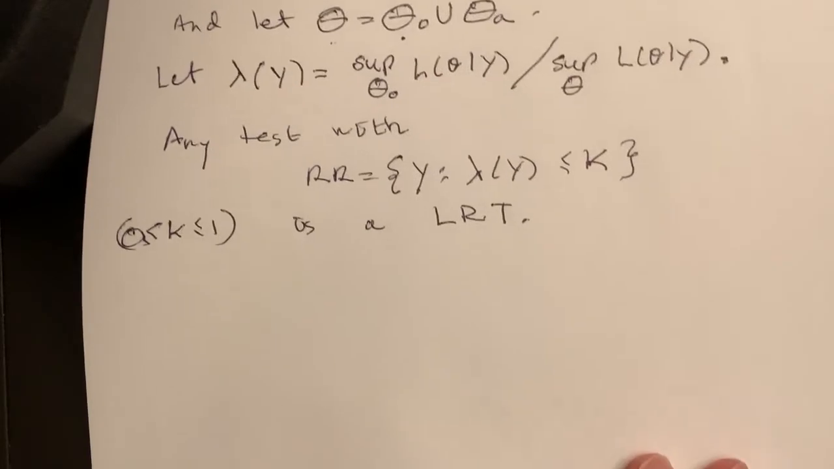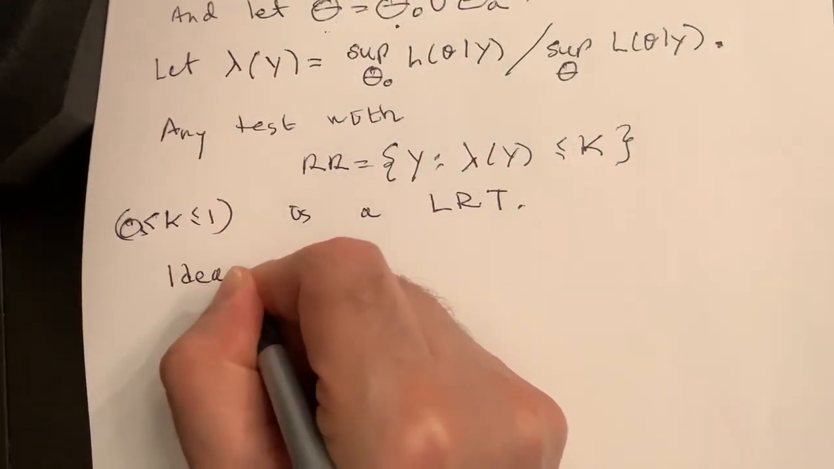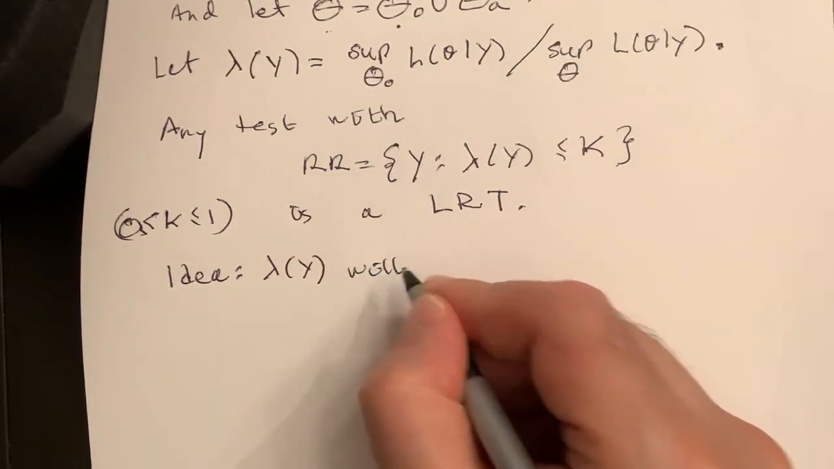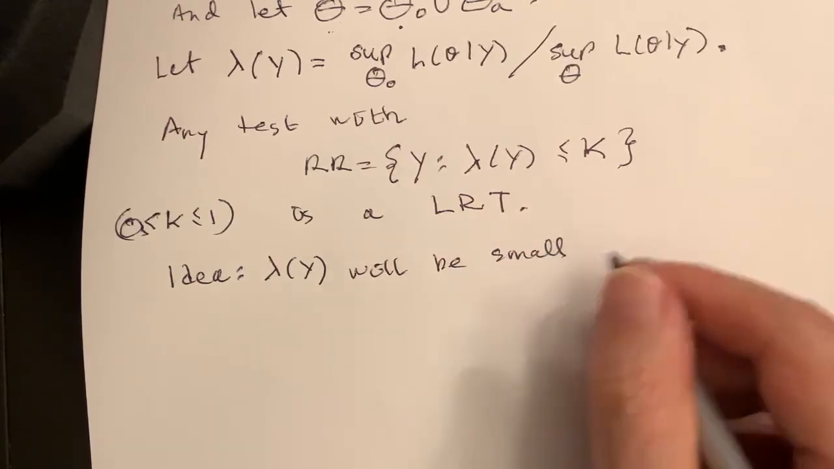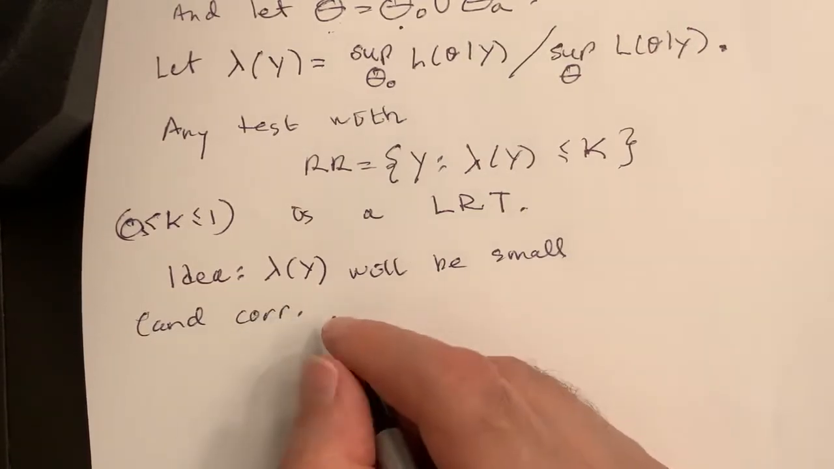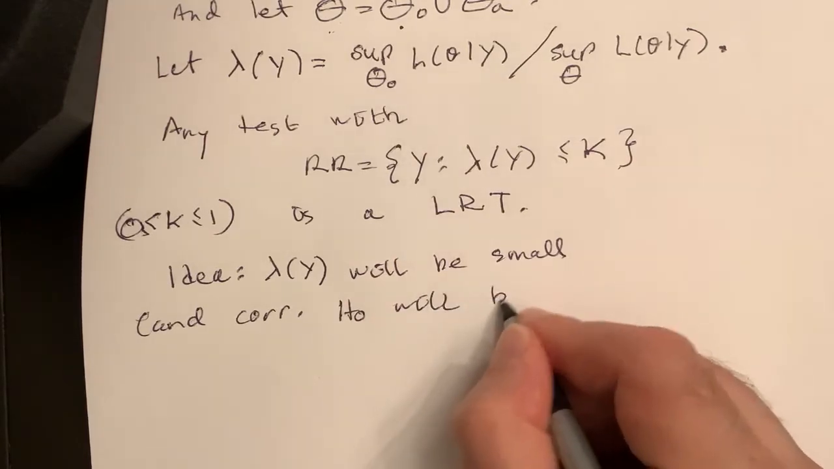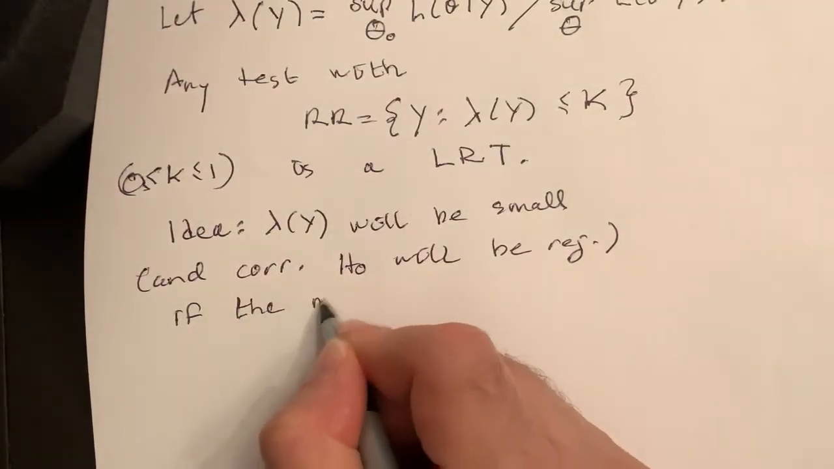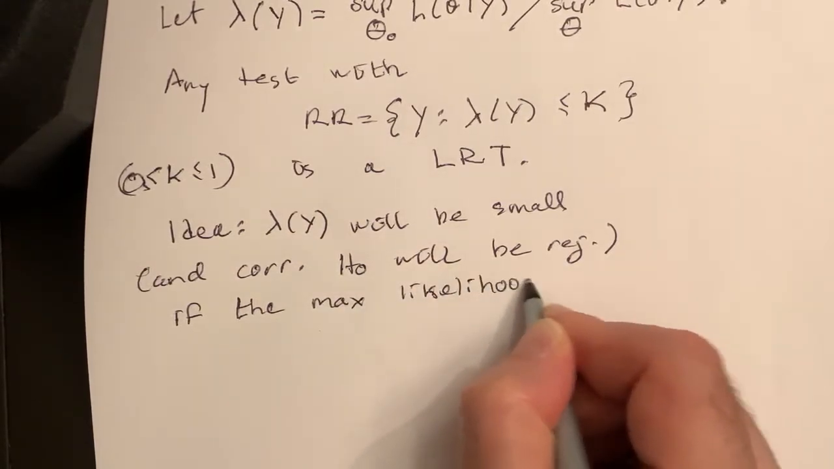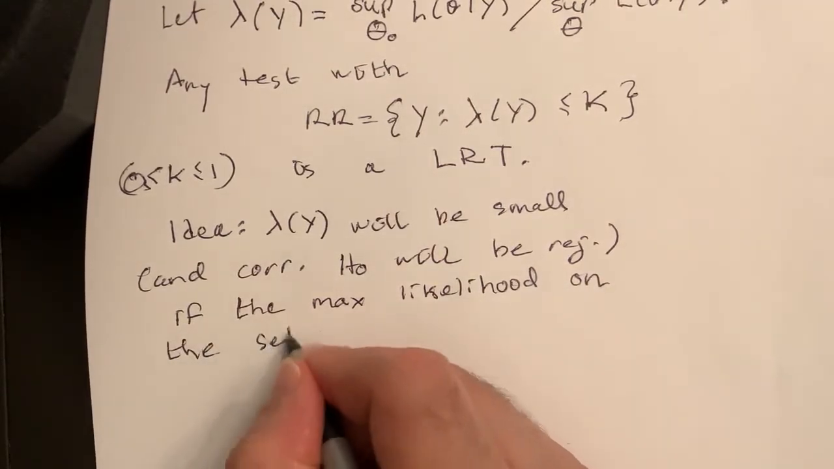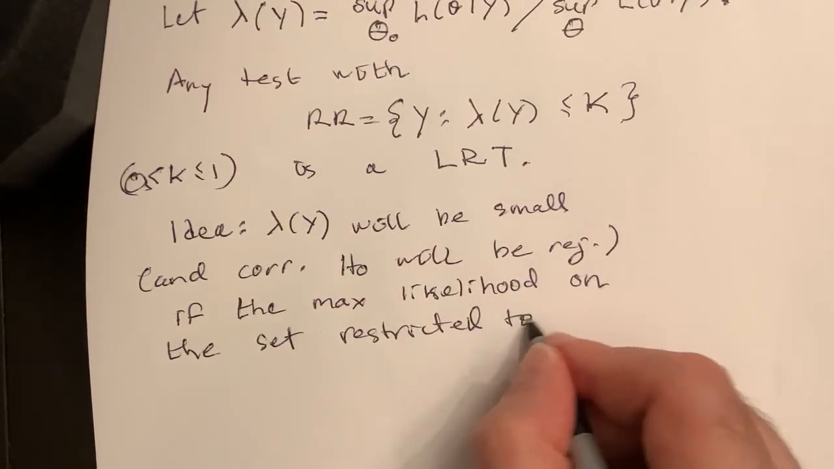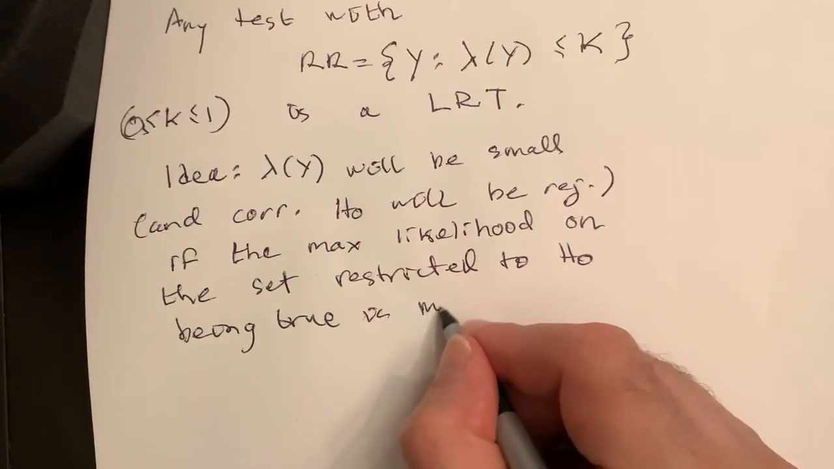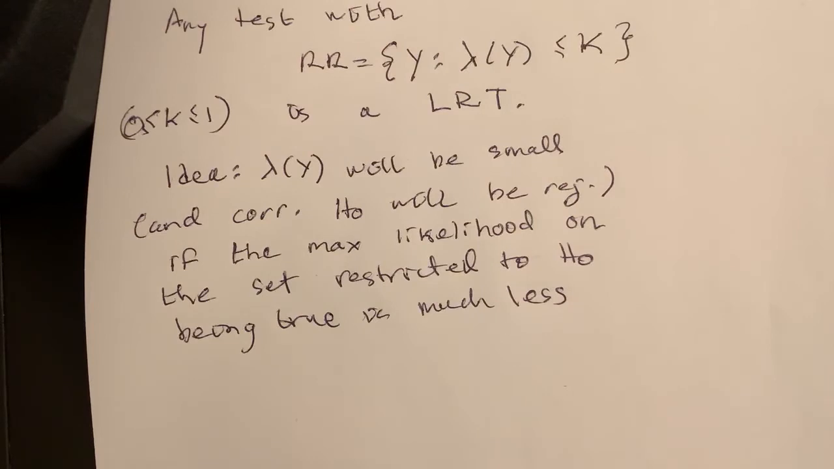So should we write that down? Our thoughts there. So the idea: if lambda of y will be small, and correspondingly H0 will be rejected if the max likelihood on the set restricted to H0 being true is much less than, well, it's always going to be less than or equal, so let's just say much less than on all possible values.